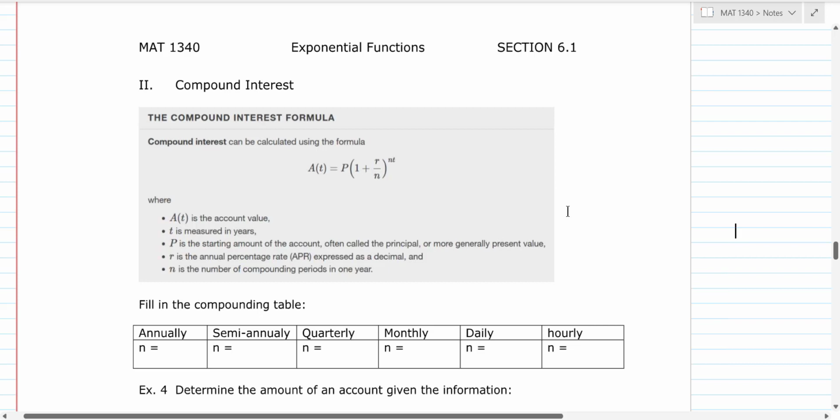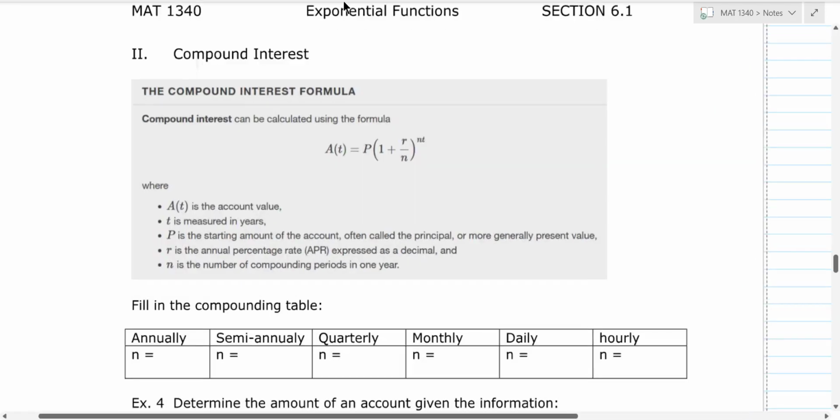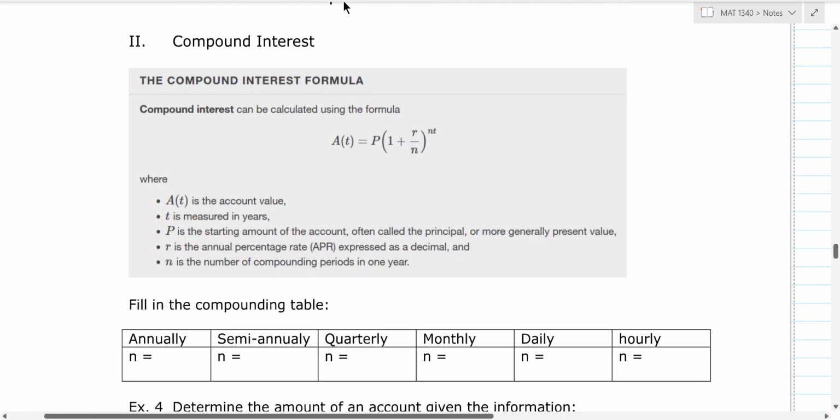An application of an exponential function. Okay, so we're going to look at the compound interest formula. Just a couple of things on here. This is the compound interest formula, and this should be pretty simple for you. Students usually do quite well with this.